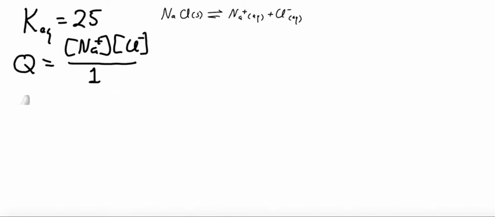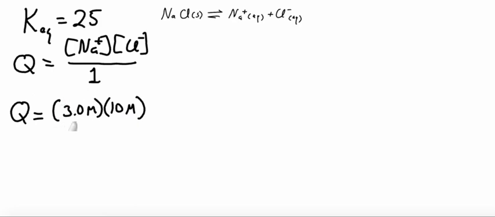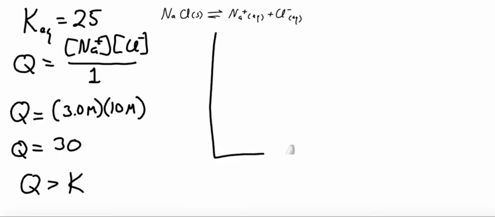Okay, so let's plug in our numbers. Our original concentration of sodium we said was 3 molar. Our chloride was 10 molar. So we can see Q is equal to 30. So Q is greater than K. Let's see what that means in terms of reaction direction. To do so, it's useful to have a G versus Q graph.